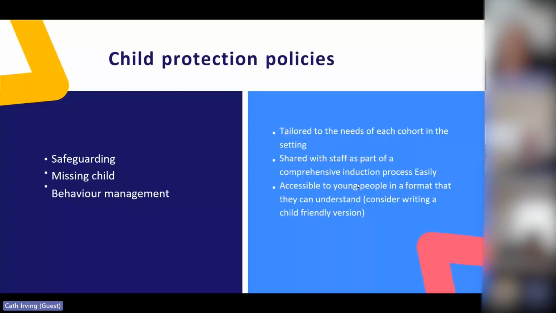The aim of the safeguarding policy and those linked policies that we're going to be going through is about ensuring that young people living within supported accommodation and accessing services are safe and protected from harm, and that appropriate actions are taken when concerns arise. And these policies, as I said, need to be tailored to the needs of each cohort within your setting.